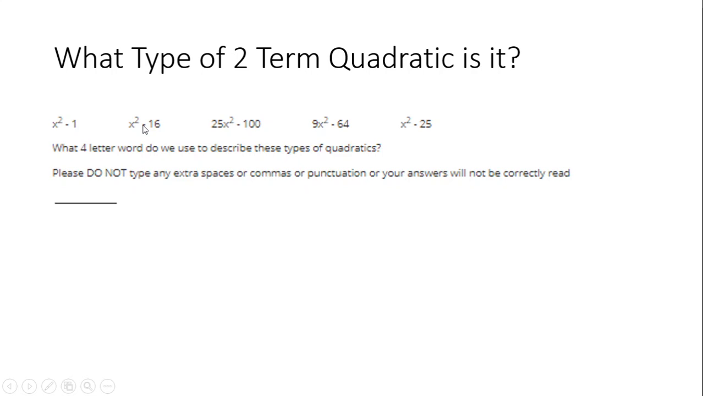The minus makes me think of a difference, of two terms, and both of those terms are squared terms. X squared is x squared, and 1 is the same thing as 1 squared. X squared is x squared, and 16 is the same thing as 4 squared. This is a squared term because this is the same as 5 times x times 5 times x, right? 25 is the same thing as 5 squared, x is the same thing as x squared, and so on. They're all squared terms with a minus between them. They are all differences of two squares, dots.